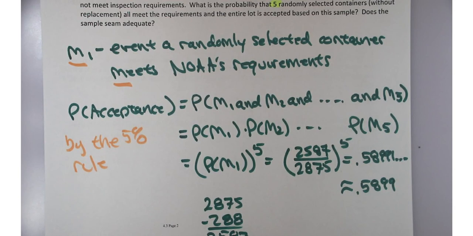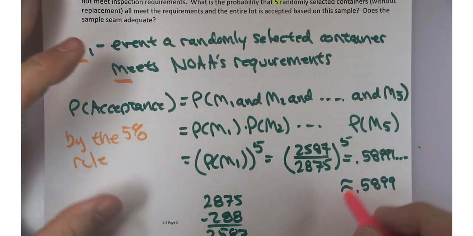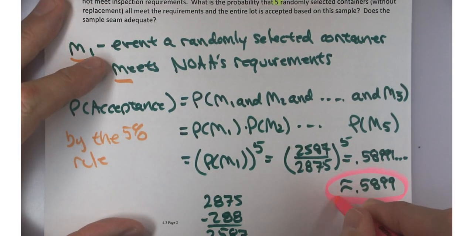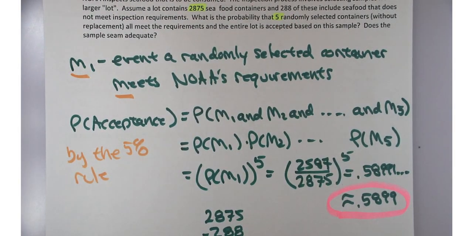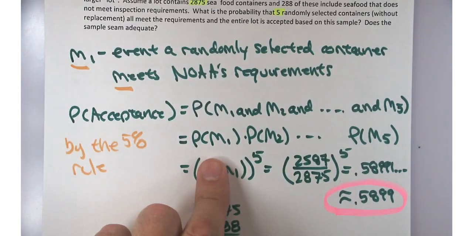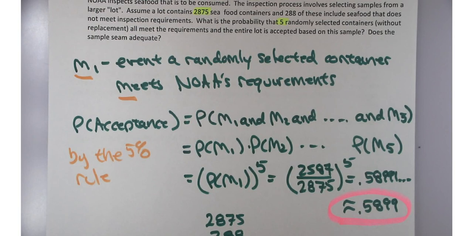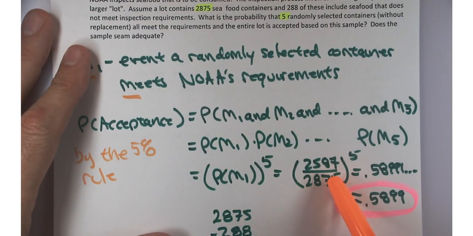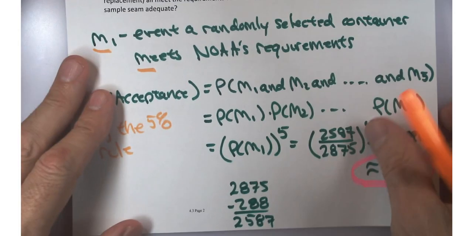So, in any case, the thing we have to worry about is the calculation. Are we okay with all the steps we took to get this number? One of the big things was using the 5% rule, and your author's pretty good about using it any chance he gets. Use that 5% rule to make this calculation a little bit more manageable. Without that, this calculation would be kind of a pain because you'd have to do 2,587 over 2,875 times 2,586 over 2,874 and keep on going down. It'd be a royal pain. So, anything else on this little review of independence?